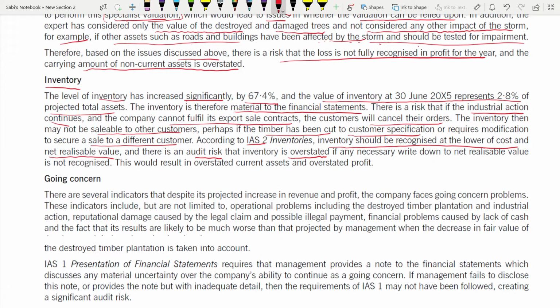There is an audit risk that inventory is overstated, because inventory is an asset, so they want to show high assets, so they will increase that. So they will overstate it, and if any necessary write down to net realizable value is not recognized, the inventory is overstated. So what would this do? This would overstate the current assets and overstate the profit also.